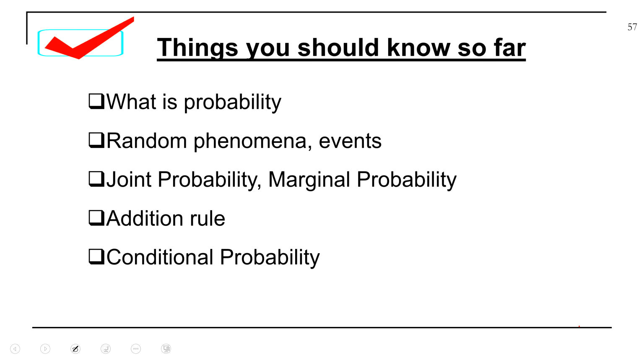So what do you want to know so far from our basic probability? What's probability? What are events? What's mutually exclusive? What's collectively exhaustive? Joint probability, marginal probability, the addition rule, and a basic intro to conditional probability. Next video, we'll cover it a lot more.